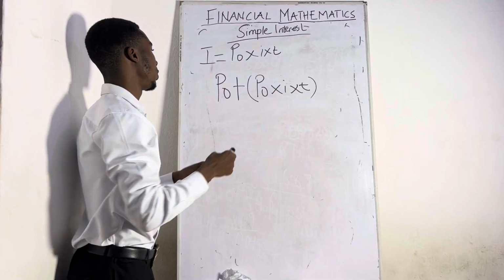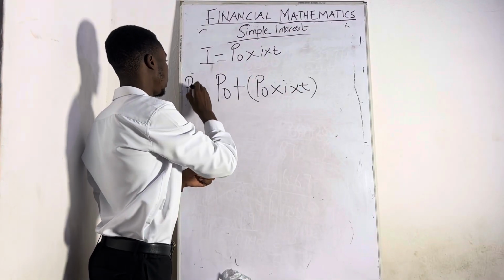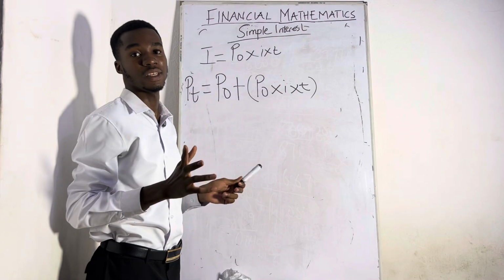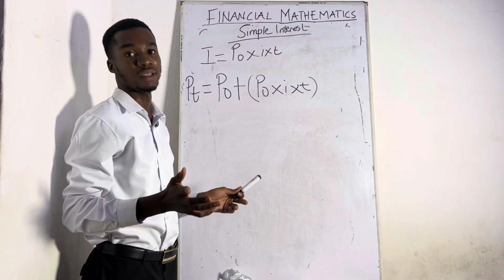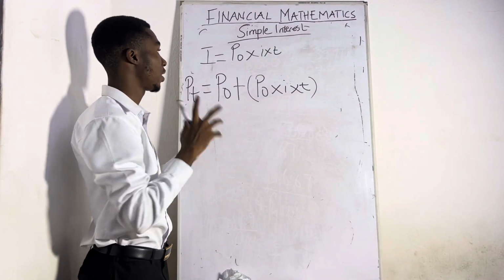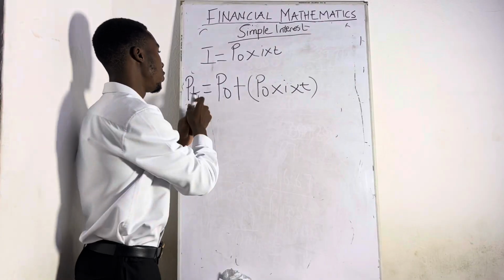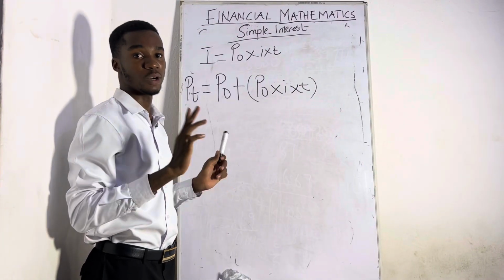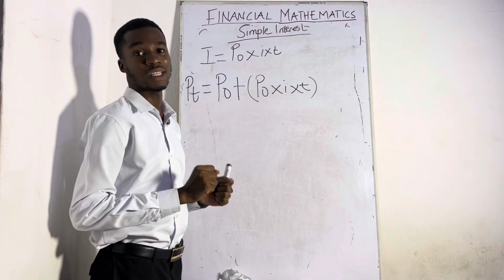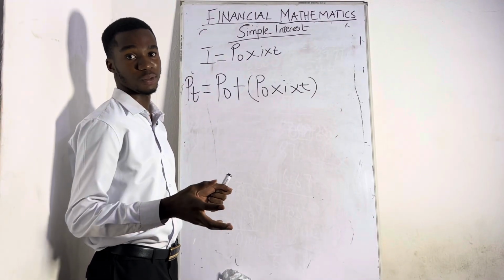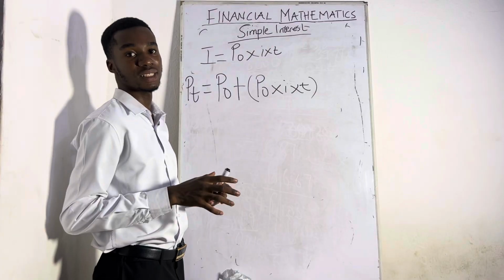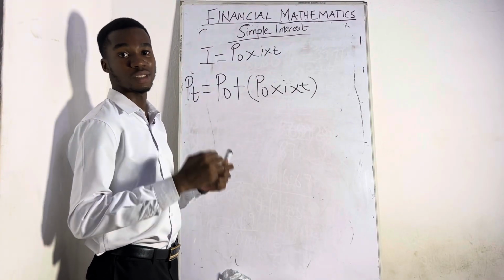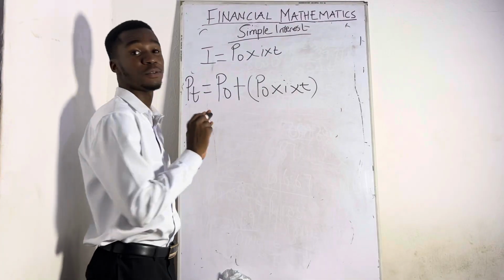So we can make this our PT, which is how much I'm getting at the end of the 5th year or at the end of me investing the money. So if it's 20 years, at the end of the 20 years, what I'm going to get, we represent by PT. The final amount of money you are going to get. So PT is the amount of money you are going to get after the period of time. If I invest 10,000 cedis in a bank for 5 years, at the end of the 5th year, that's when I'm going to get the money. So this PT is the future value.